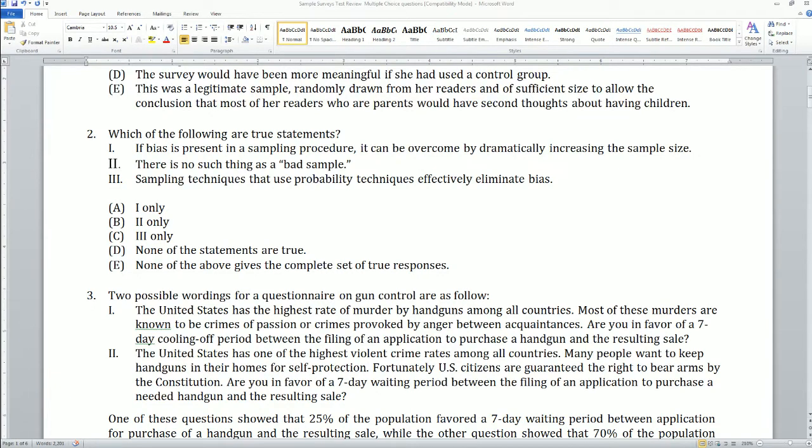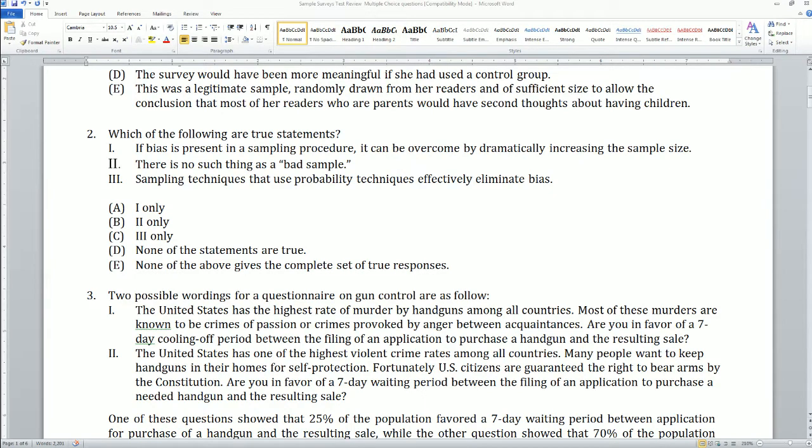Which of the following are true statements? If bias is present in a sampling procedure, it can be overcome by dramatically increasing the sample size. There is no such thing as a bad sample. Sampling techniques that use probability techniques effectively limit bias. Put a star. This is actually an AP question. Is this like on the multiple choice? Yep.